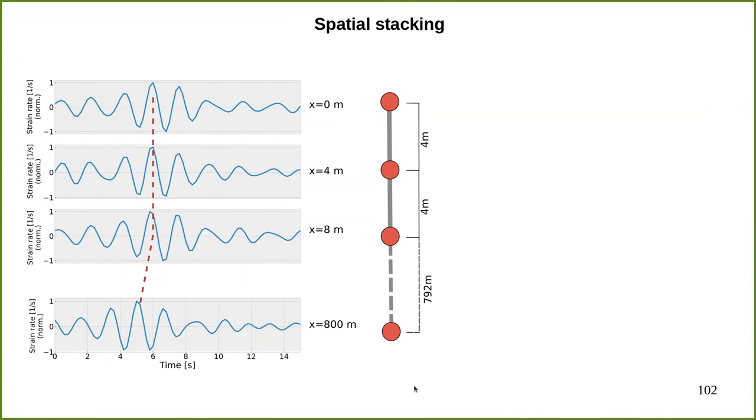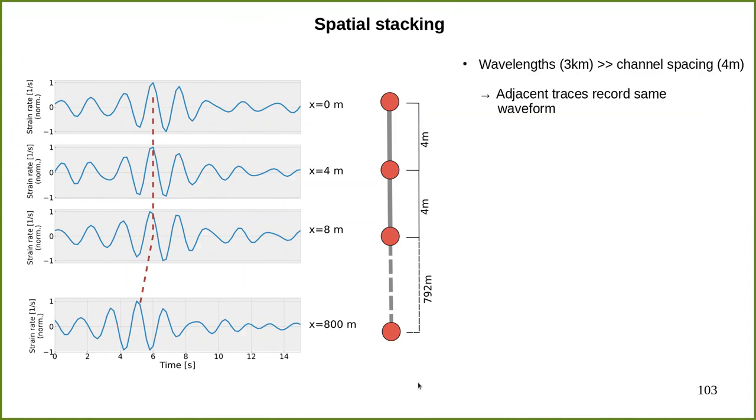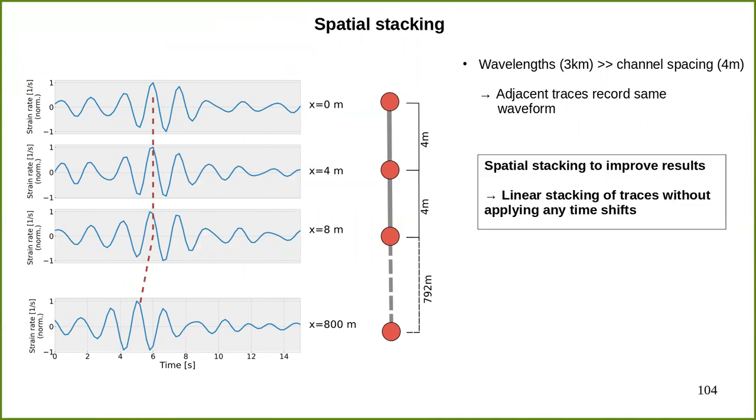And what we did is we estimated the wavelengths in our cross-correlations and found that they are roughly 3 kilometers, which means that they are much larger than the channel spacing of 4 meters. And adjacent traces actually record the same waveform or contain the same information. We can use this abundance of information to stack the data in space. I emphasize here that spatial stacking refers to the simple linear stacking of traces without applying any time shifts.